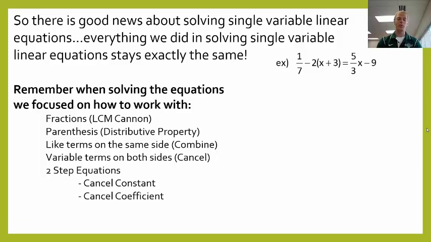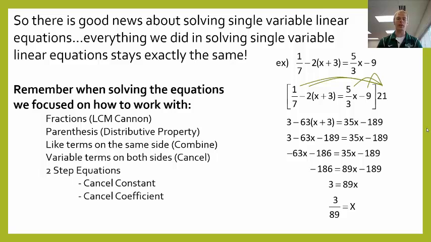Right? Here's a quick recap of a problem here. You can see we have fractions, so we use the least common multiple, multiply 21 by everything, and we'd get our equation we have below there. You can see then we distribute the negative 63. I combine like terms on the left-hand side with the constants, add 63x to both sides, add 189 to both sides, and then divide both sides by 89 to get my solution there.